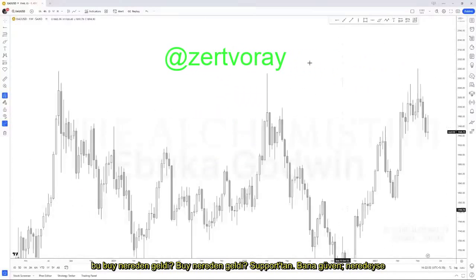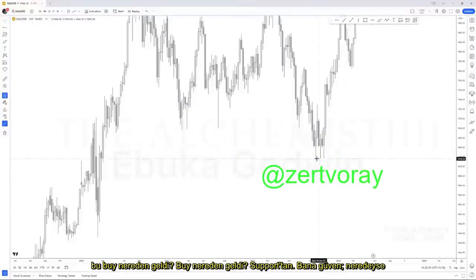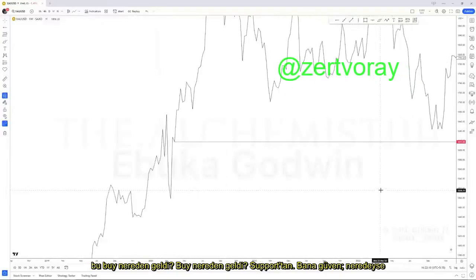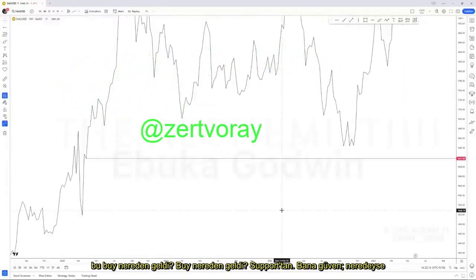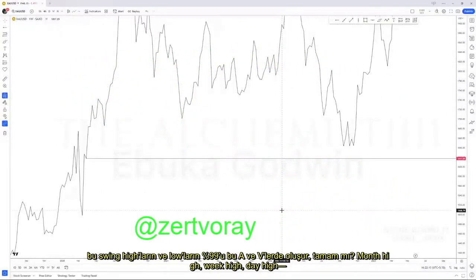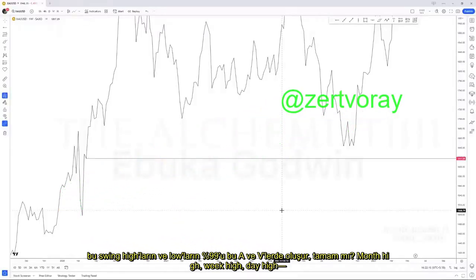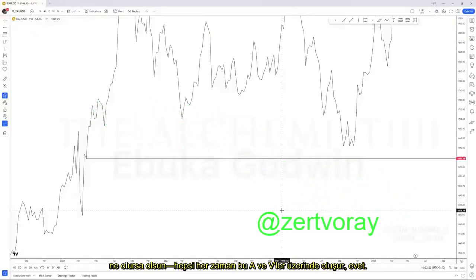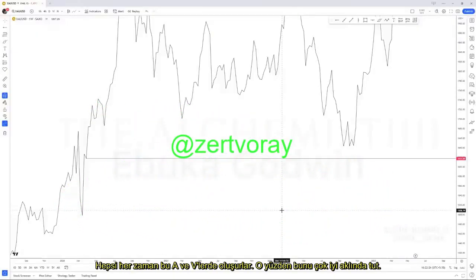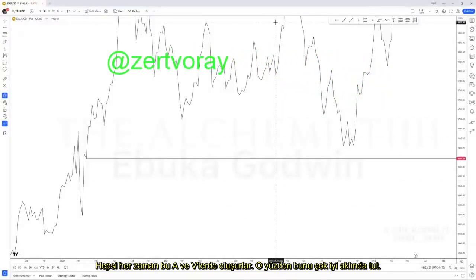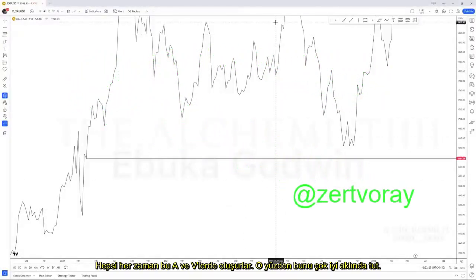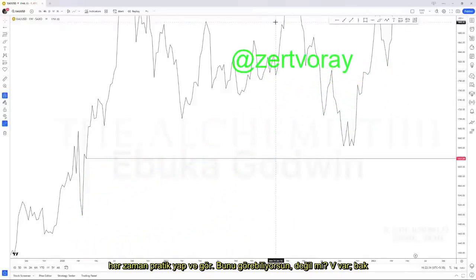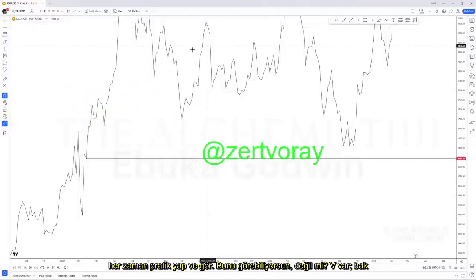And oh, look at this one. Where did this buy come from? A support. Now, trust me, almost 99% of these swing highs and lows are made on these A's and V's. The high of the month, high of the week, high of the day, whatever it is, they are always made on A's and V's. So remember that very well. Just practice that and see. Don't take my words for granted. Always practice and see.